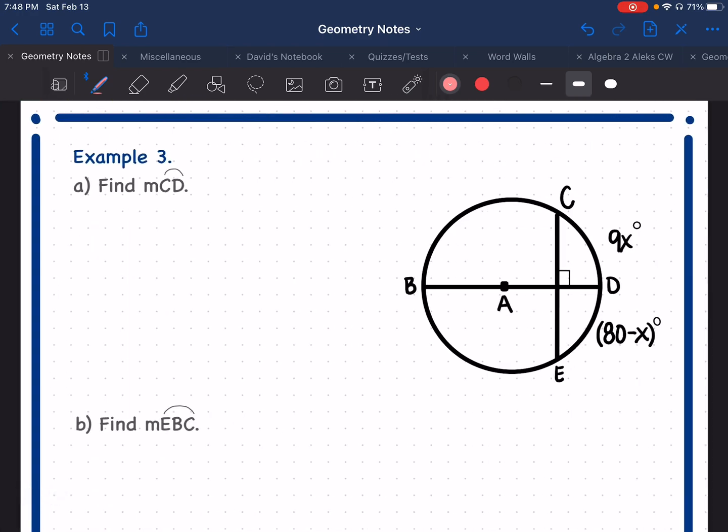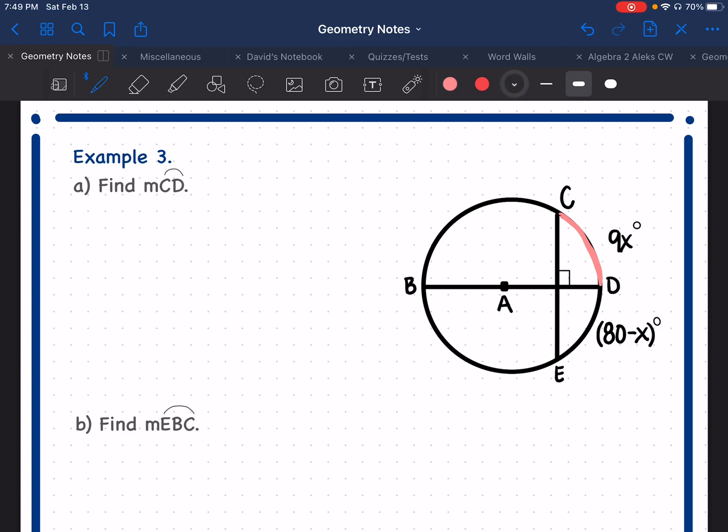Let's take a look at our picture right here, and they want us to find the measures of two different arcs. Let's start with the measure of arc CD. I'm going to go ahead and just shade it in there. This is the first one that they want me to find.